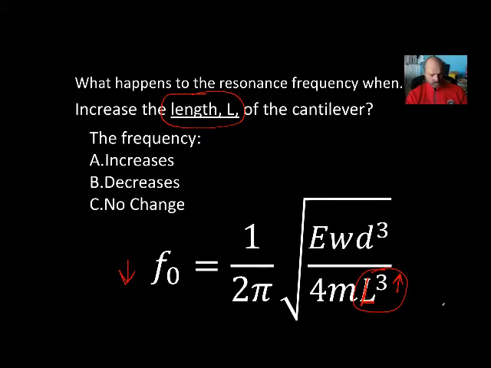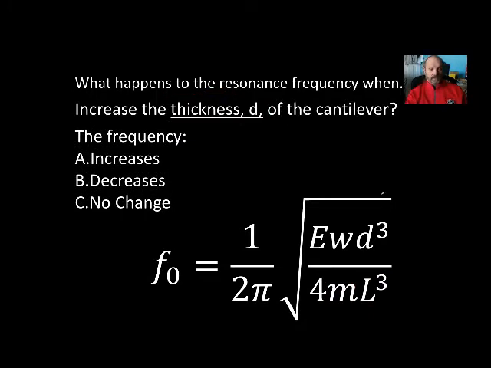Okay, and it's a weird relationship, right? It's 1 over L cubed underneath the square root. You'll find out later that you have to put in information about M, and then you get even a better equation. All right, so now we're going to change the thickness of the cantilever. Well, that's in the numerator. So if my thickness goes up, then my frequency should also increase.